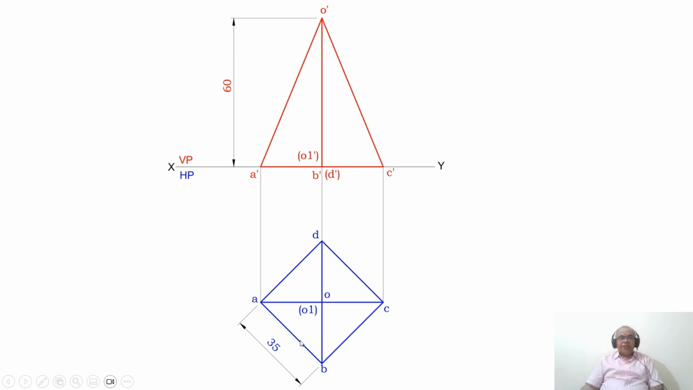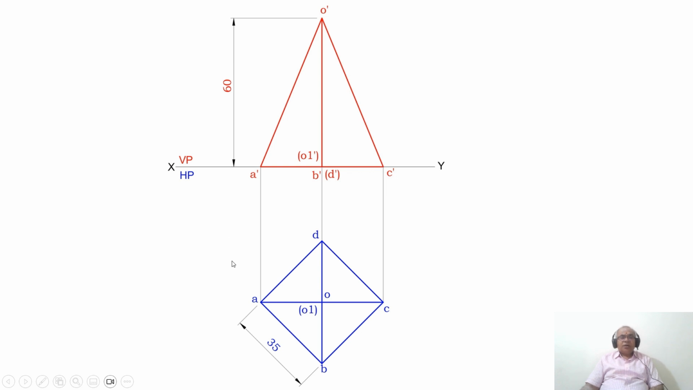Then join A to B, B to C, C to D and D to A with a dark line, and then draw the diagonals AC and BD with a dark line. Once you do that, mark the point as O and O1 in bracket, because as you look from the top view, O is near to the observer and O1 dash is away from the observer. So therefore, O is visible and O1 is invisible.